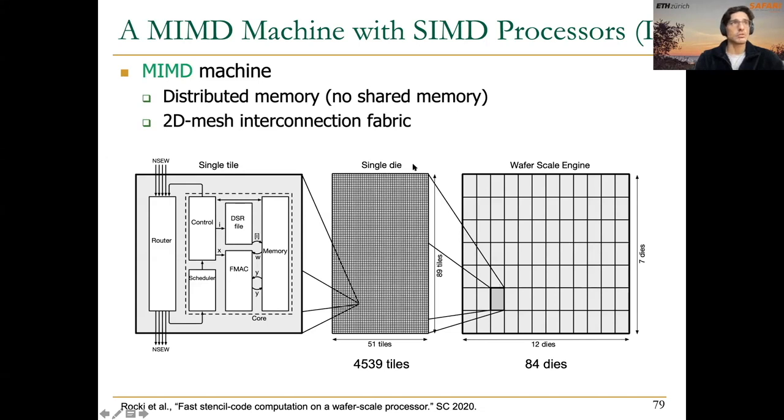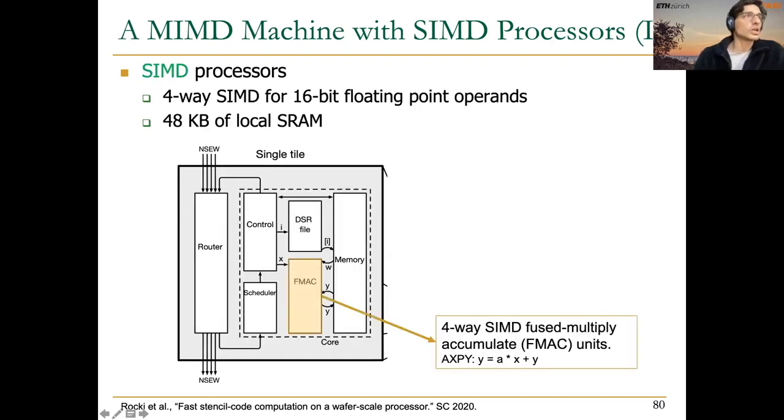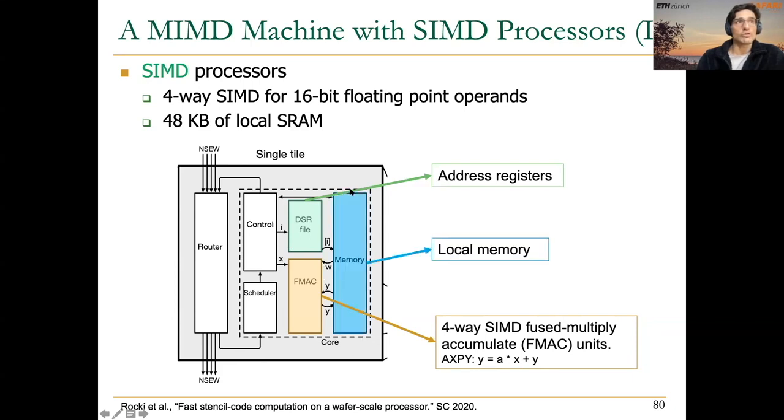We take a look at the whole wafer scale engine. As you see, it's composed of multiple single dies or tiles, more than 4,000 tiles, and each of these tiles is essentially a SIMD processor. If you take a closer look here, you will see that we have four-way SIMD fused multiply-accumulate (FMAC) units. These are key operations for machine learning workloads these days. There are also some address registers to access the corresponding data from a local SRAM-based memory.